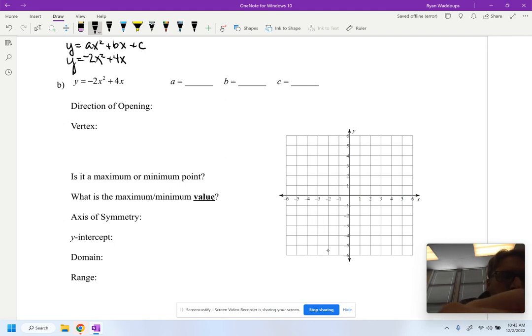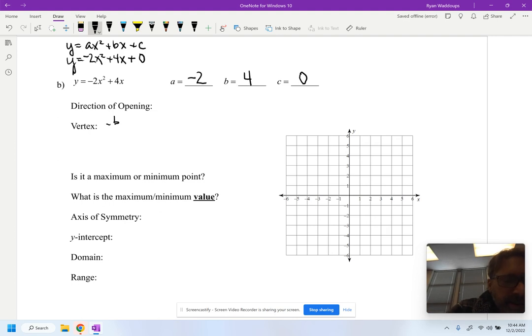So I asked myself, what number would I add on to the end that would not change the value of anything? And that's true with anything. If I've got 3 plus some value equals 3, what do I add that wouldn't change the value any? And the answer is 0. And so I can put a 0 here, which means that a is negative 2, b is positive 4, and then c is 0.